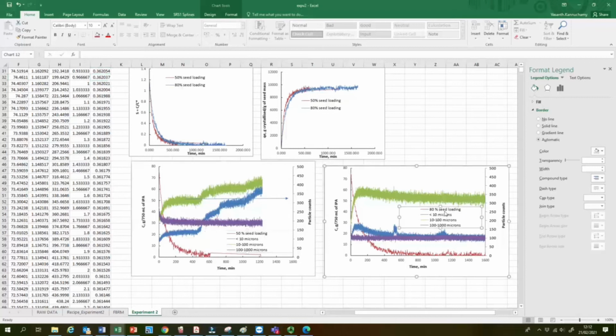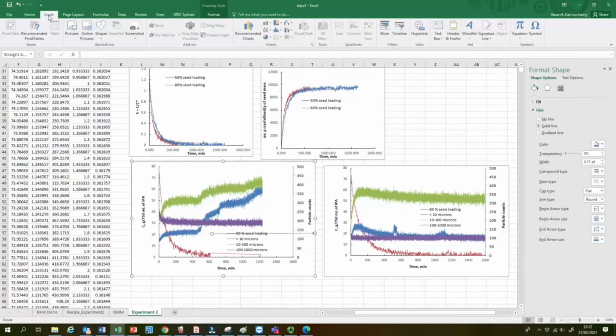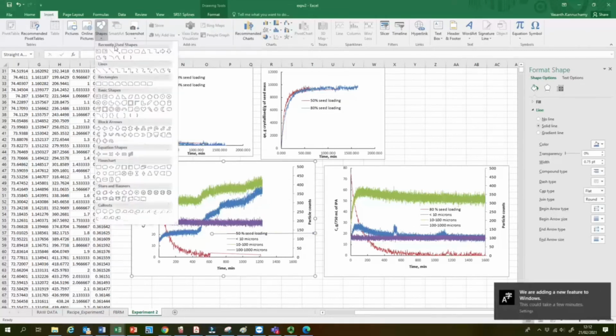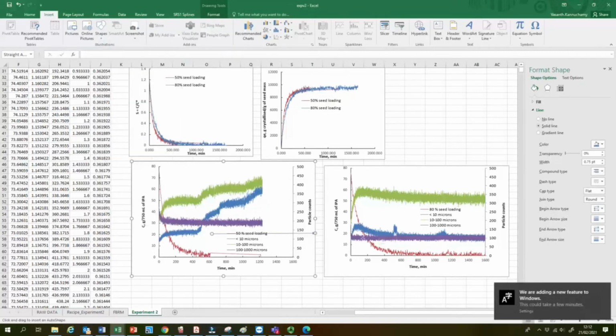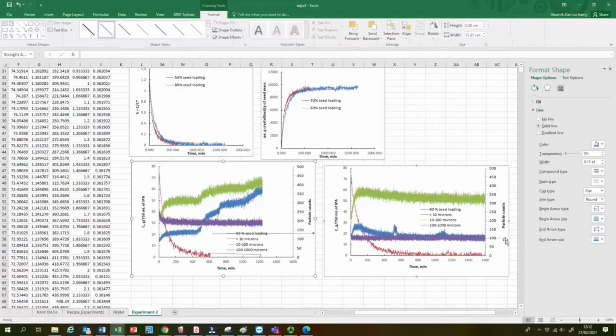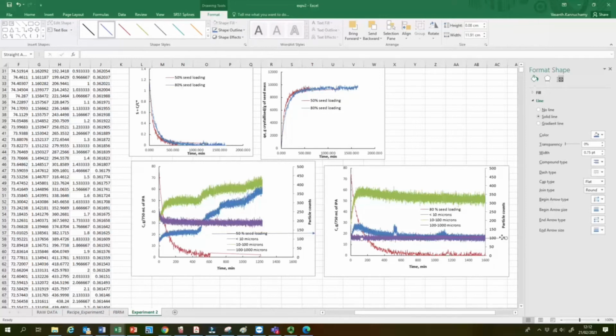And if you look at 80% seed loading, everything is constant. So how do you see? Let's put this arrow mark here. Particle counts is on this side of the y-axis, and on the left-hand side you have concentration. If you look, the particle counts remain constant. Everything is constant, the number of particles in the fines and also here all remain constant.